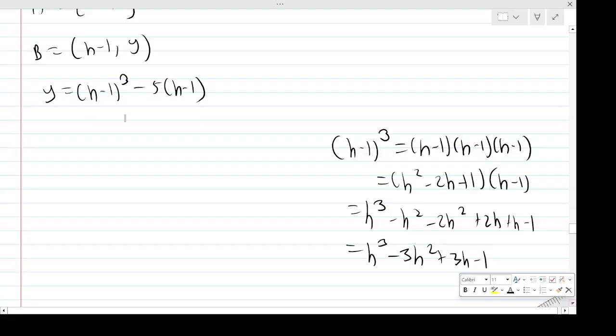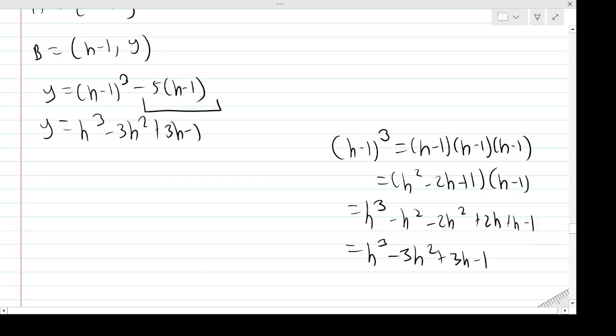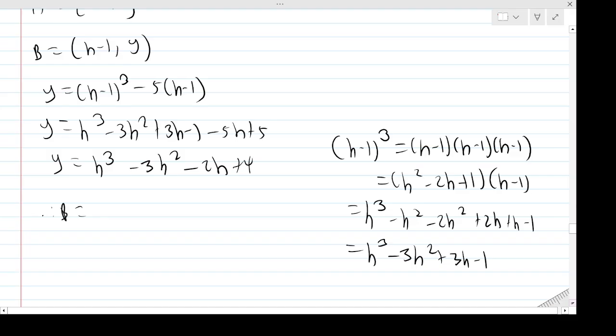So then I can substitute this into here, right? So h minus 1 cubed is going to be h cubed minus 3h squared plus 3h minus 1. Then minus 5 lots of h minus 1. If I expand that bracket, then it's going to be minus 5h, add 5. And then again, I can further simplify this. So I'm going to get h cubed minus 3h squared. Then 3h minus 5h will be minus 2h, right? Then minus 1 plus 5 will be plus 4. And there we are.